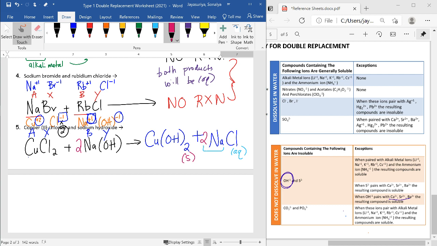Okay, so review your single replacement and review this worksheet and the answer key and the answer video and be ready for a quiz on Tuesday or Wednesday.